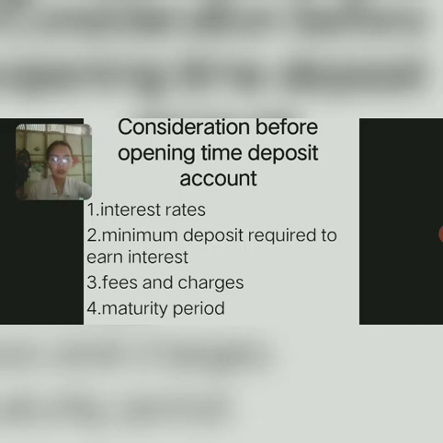In addition, compared to a savings account, time deposits have relatively higher interest rates and are considered virtually risk-free investments.